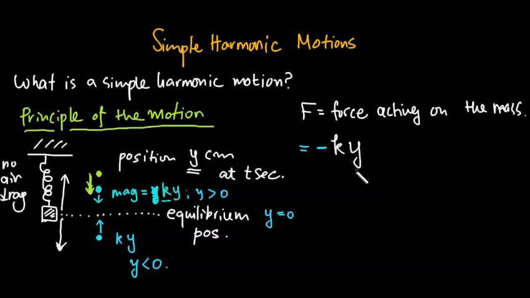Let's check that this is still valid for the bottom part. When y is negative, the displacement is below the equilibrium position. The direction of the force toward the equilibrium position is upward, so the force has to be positive, and this negative together with y being negative gives a positive. The force has the right sign. So the final formula is that the force is directly proportional to the displacement with this opposite sign. That seems like the governing principle.